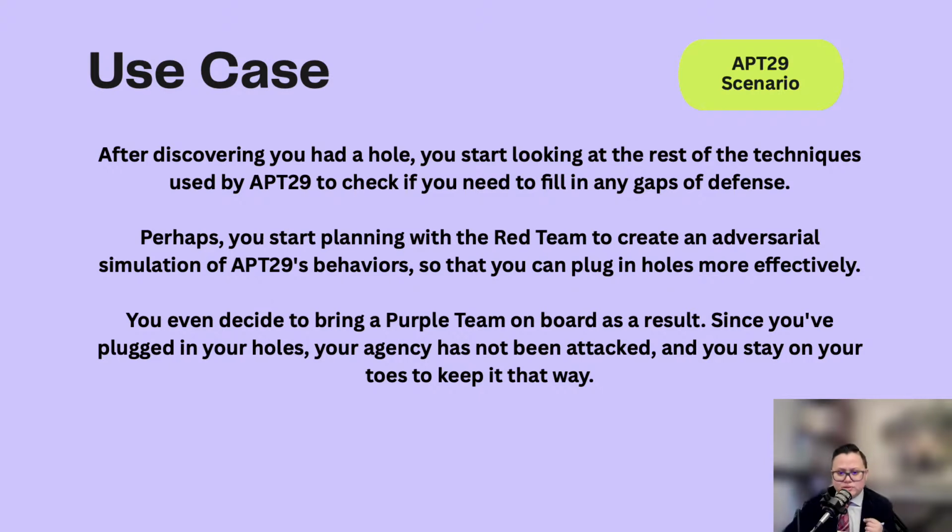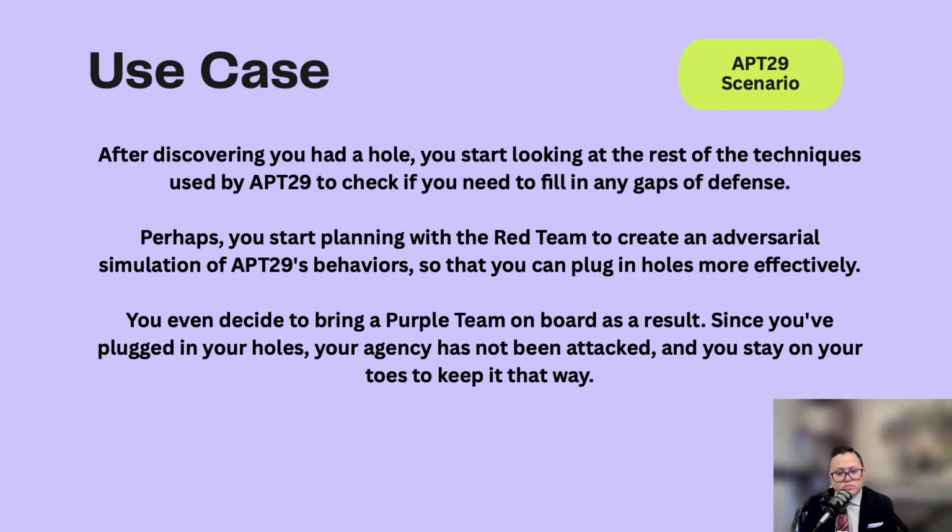Or you may even start planning with the red team to create an adversarial simulation of APT-29's behavior so that you can be prepared to respond if need be, and to better detect their movements, right? And you can even bring a purple team on board as a result.